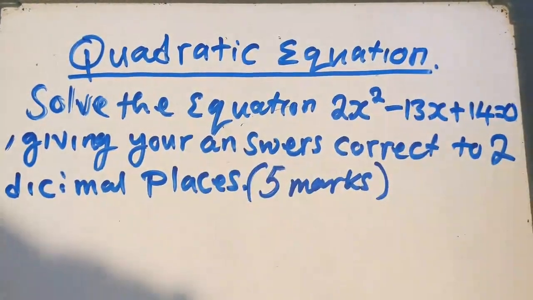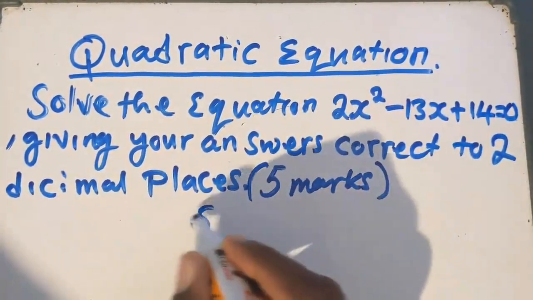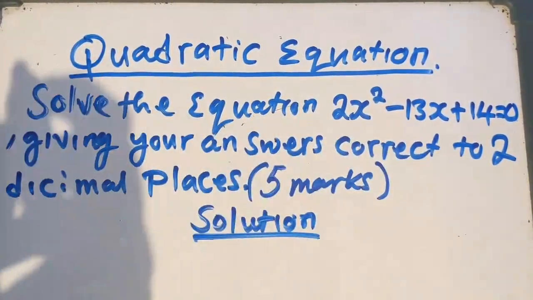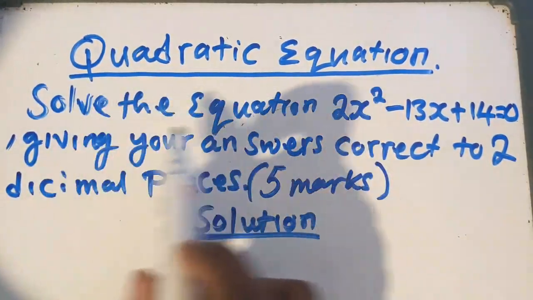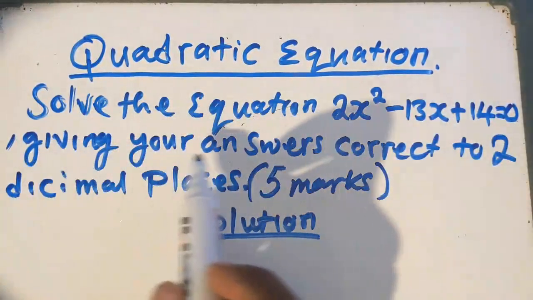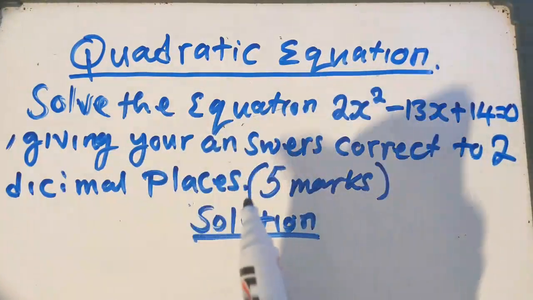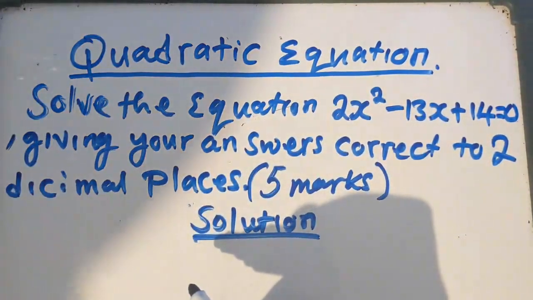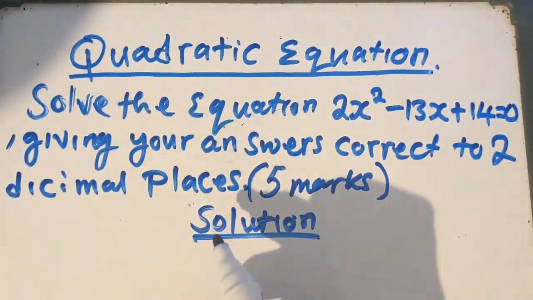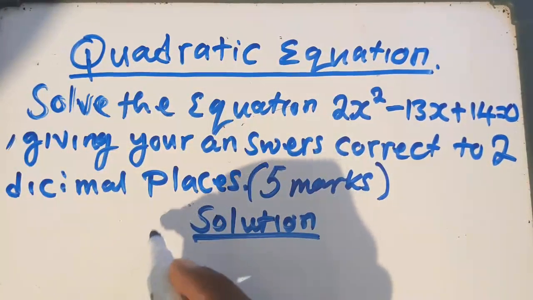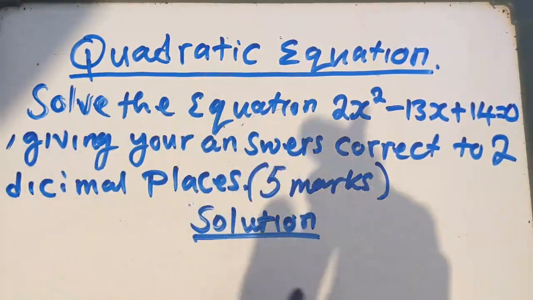Okay, so let's solve. Solution. I want to explain something here. Whenever you see the question, solve the equation you have been given, giving your answer correct to 2 decimal places. The question has specified that your answer is supposed to be written in 2 decimal places. Now, what is a decimal place? A decimal place is a number after a decimal point.